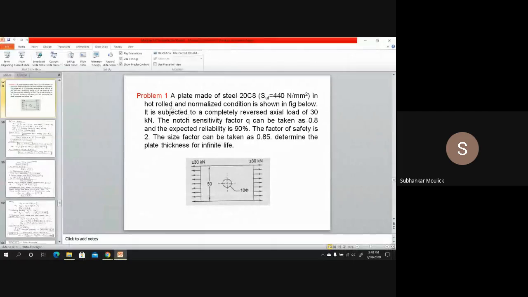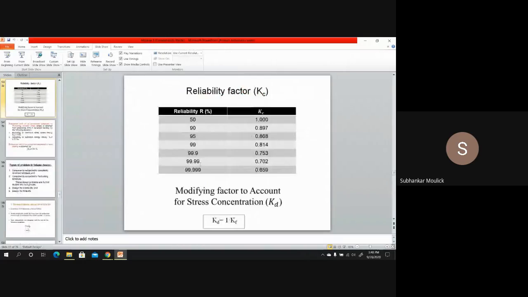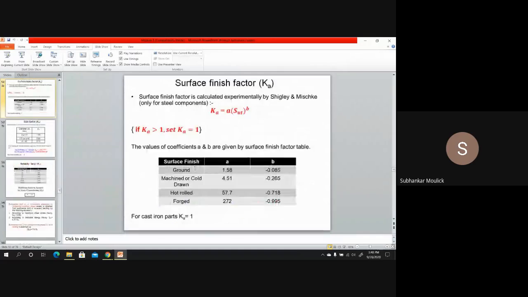Fine. So this is the machining condition. If I go back to my Ka, this is my Ka for hot rolled and machined condition. So which option will I choose? What is the value of A and B for my problem? Hot rolled and machined condition. What is the value, sir, of A and B? 57.7 and minus 0.718. Yes, yes. The value of A is 57.7 and the value of B is minus 0.718.